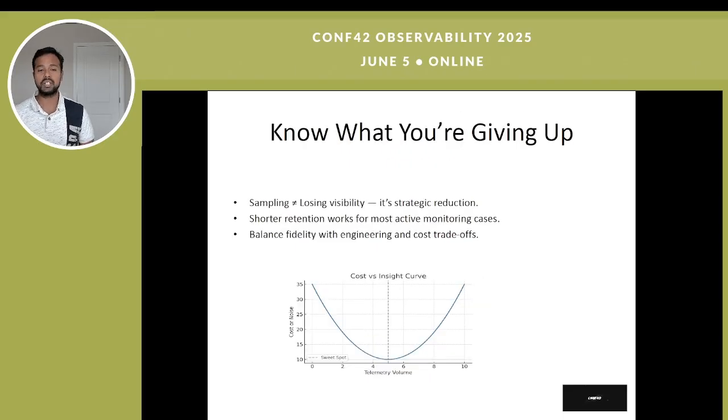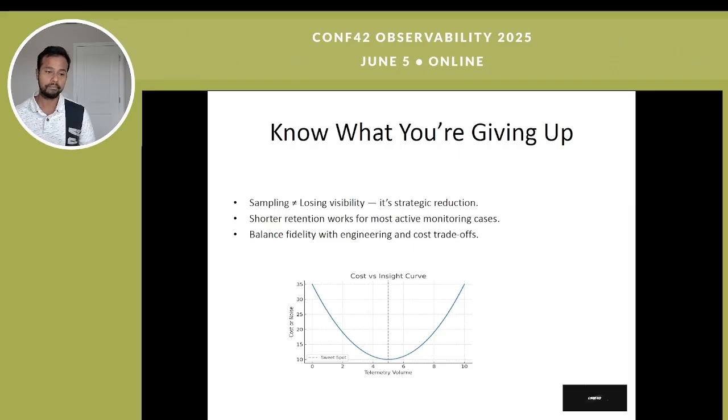It's crucial to understand what you're giving up when making changes to your observability strategy. Sampling does not necessarily mean losing visibility. It's a strategic reduction. Shortening retention periods can be effective for most active monitoring scenarios. The key is to balance data fidelity with the trade-offs in both engineering resources and cost. Like you can see, there is a curve, and at some point you lose the value of adding more metrics or more telemetry. It's important to understand what trade-offs you are signing up for and then decide accordingly how you deal with them.